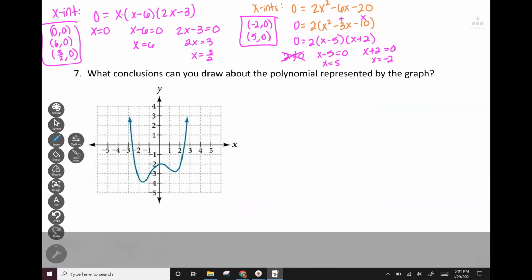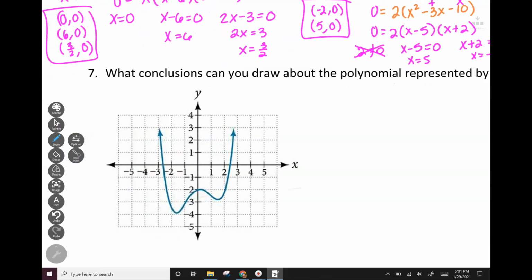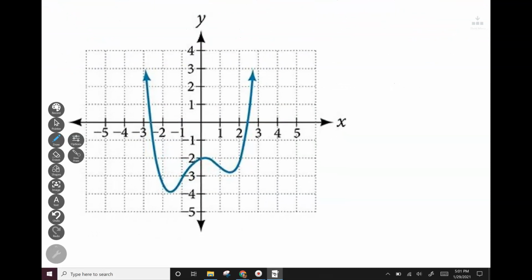All right, what conclusions can you draw about the polynomial represented by the graph? So let's see what we've learned today. We just talked about intercepts, so let's look at those. We've got 2 x-intercepts. Can't tell exactly what they are, so I'm not going to try to guess. We have a y-intercept right there.